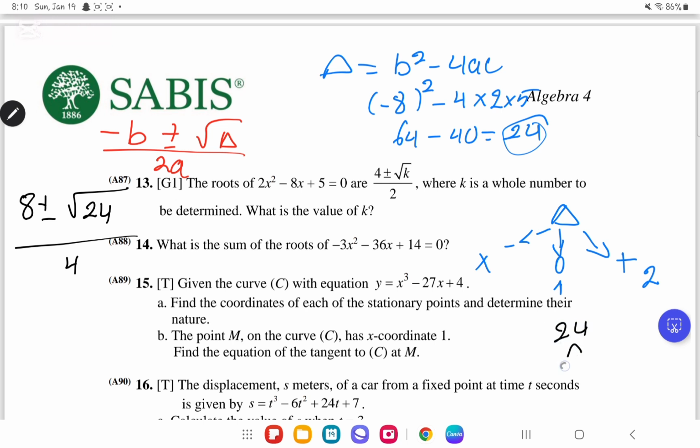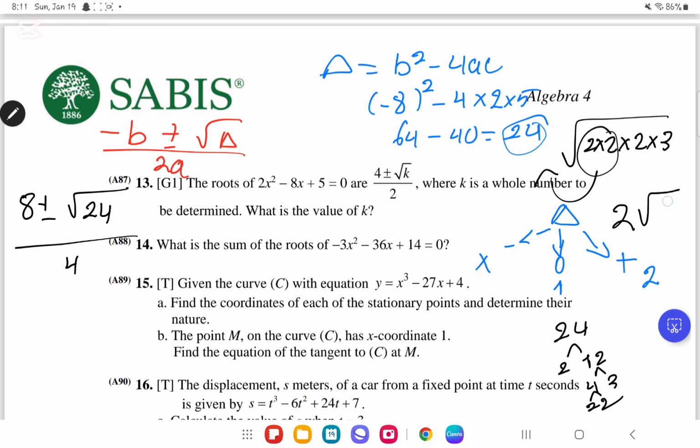24, if we factor it, it's going to be 2 times 12. 12 is 4 times 3, and 4 is 2 times 2. So 24 is 2 times 2 times 2 times 3. In the radical, for every 2 of the same, we are going to take 1 outside, so it becomes 2 radical 6. So now it can be written as 8 plus or minus 2 radical 6 divided by 4. So now if we divide, we are then going to get 4 plus or minus radical 6 divided by 2. So the value of k is then 6.